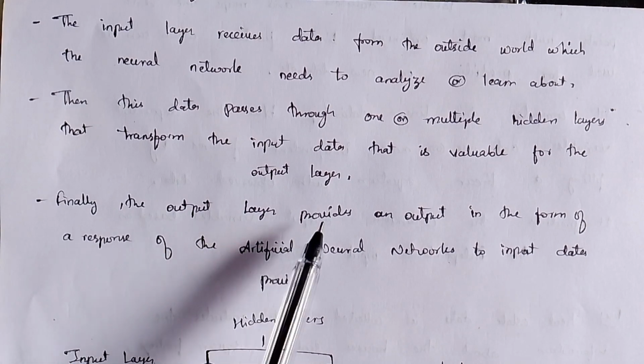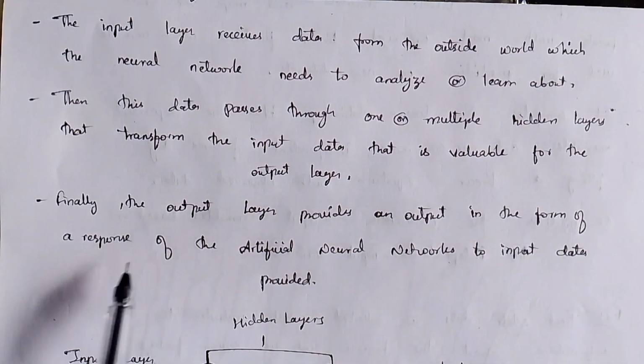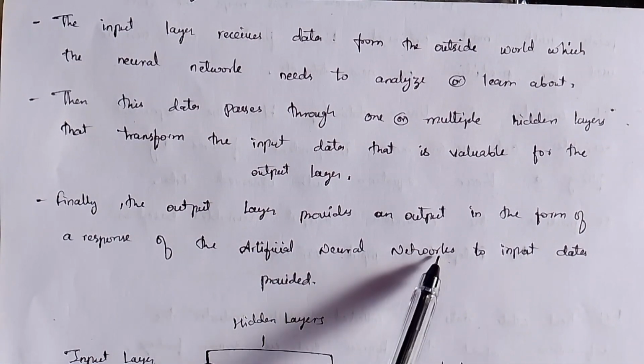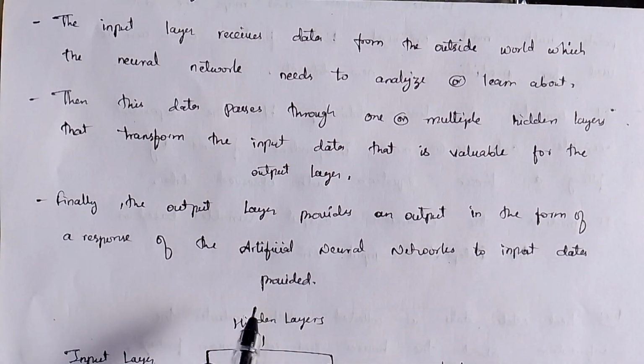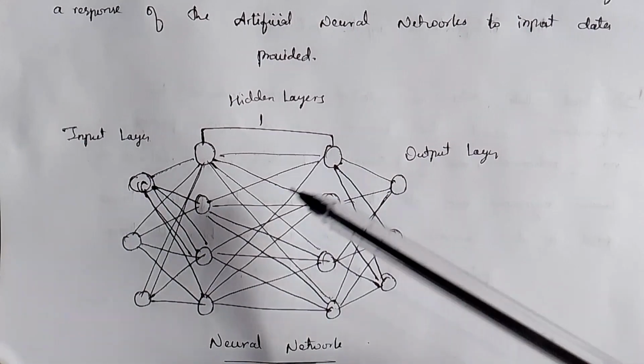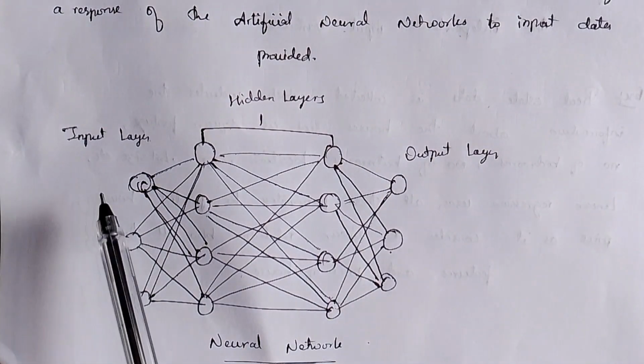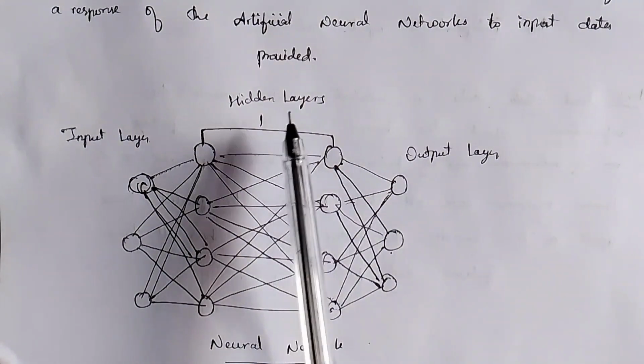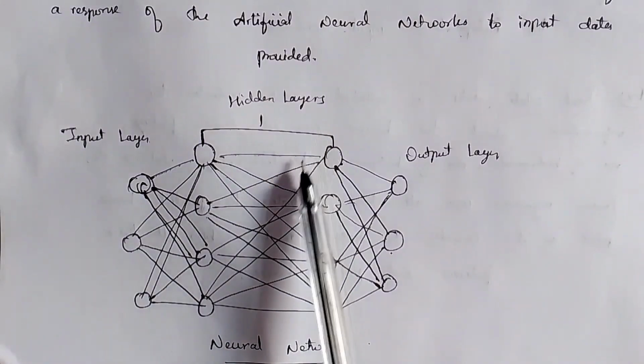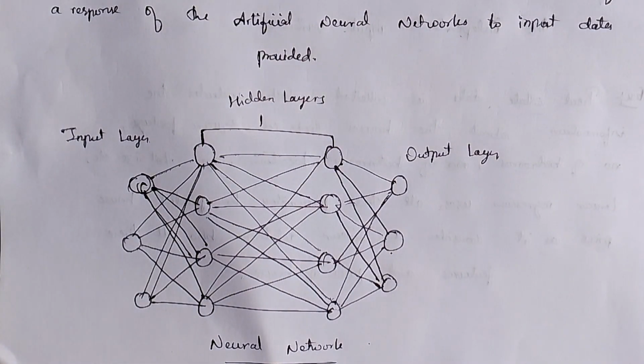Finally, the output layer provides an output in the form of a response of the artificial neural network to the input that was provided. As I said, like in the case of human beings, this neural system works the same way in an artificial neural system. So this is the representation of a neural network. Here we have the input layer, here we have the output layer, and in between we have hidden layers. There are millions of hidden layers. This is an overview of an artificial neural network.